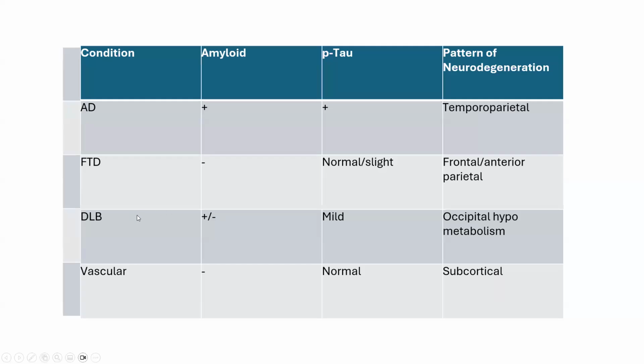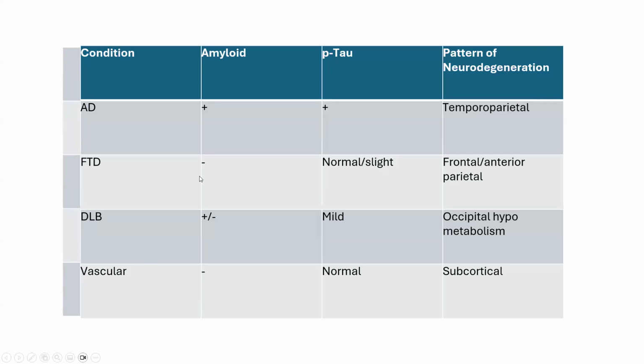Here's a brief chart showing AD here. Obviously, they should be positive both for amyloid and tau, along with the pattern of neurodegeneration. Contrast that with frontotemporal dementia. They should be negative on amyloid. They should have normal or slightly increased tau. Again, we said phosphorylated tau is a better marker for AD over total tau, but there could be some increase there. Frontal or anterior parietal neurodegeneration would be seen on MRI or more likely PET scans, FDG PET. Then we have dementia with Lewy bodies, plus or minus amyloid, maybe even a mild increase of p-tau. And again, the occipital hypometabolism is going to be the predominant thing there.